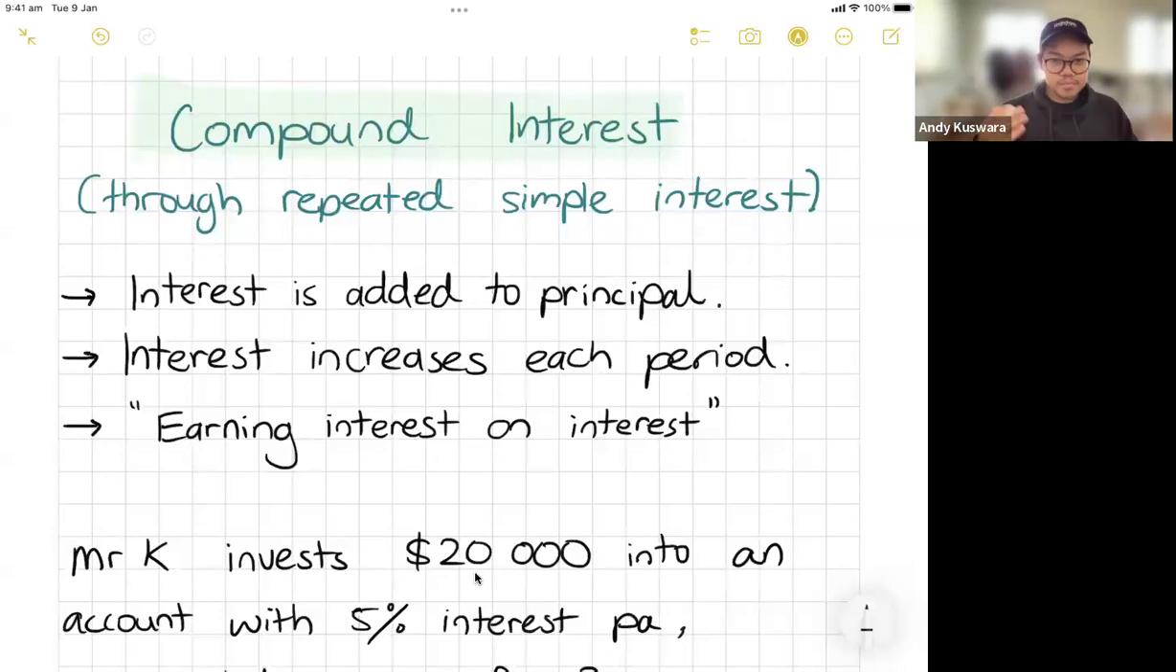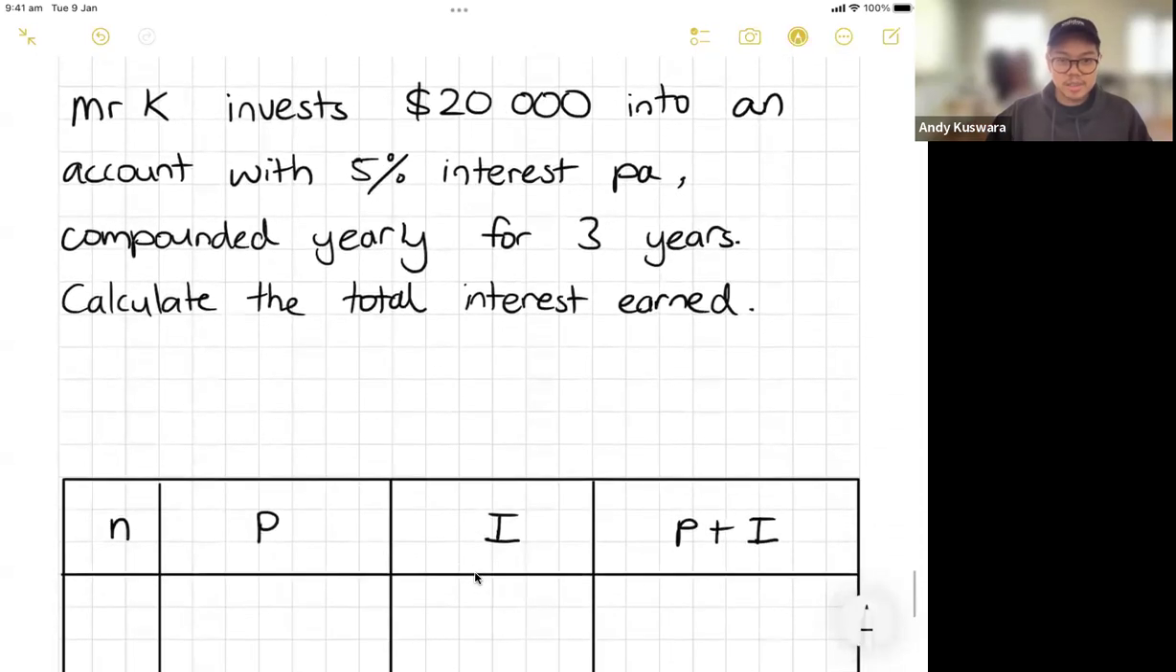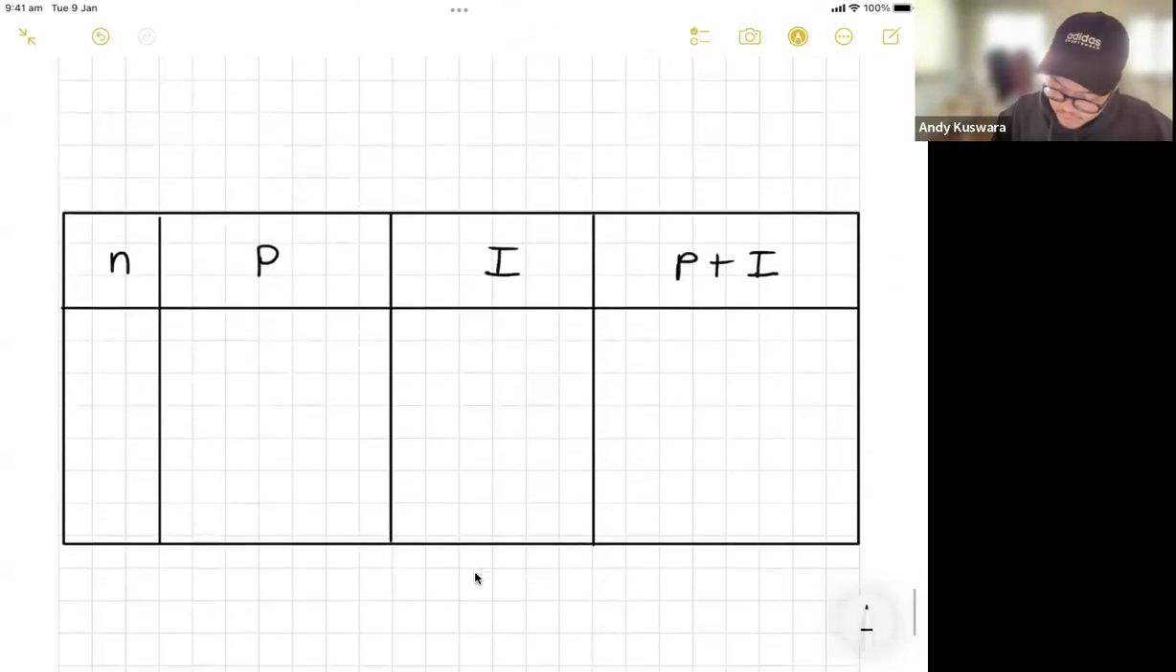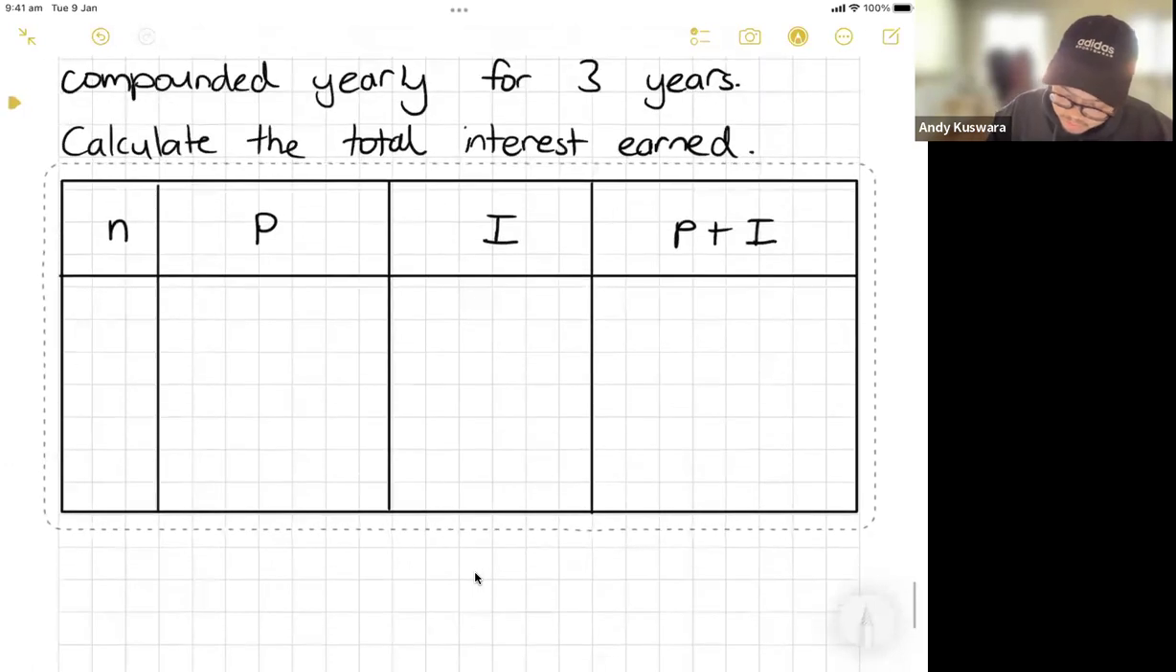Now the way that we're going to do this again is we're just going to use what we know. We're going to stick with simple interest. Now I'll show you how a question would look. It'll say something like, Mr. K invests $20,000 into an account with 5% interest per annum, but we're going to compound it yearly for 3 years. And we're going to calculate the total interest earned. I'm going to move this up just a tiny smidge so we can see the question and the working at the same time.